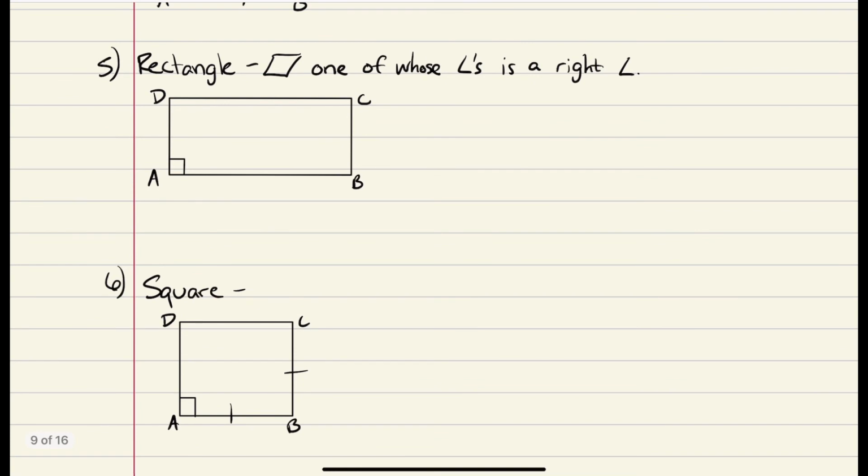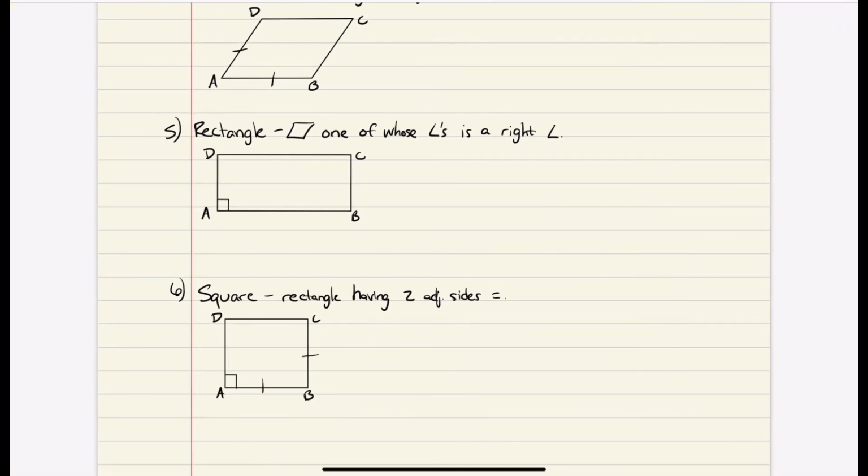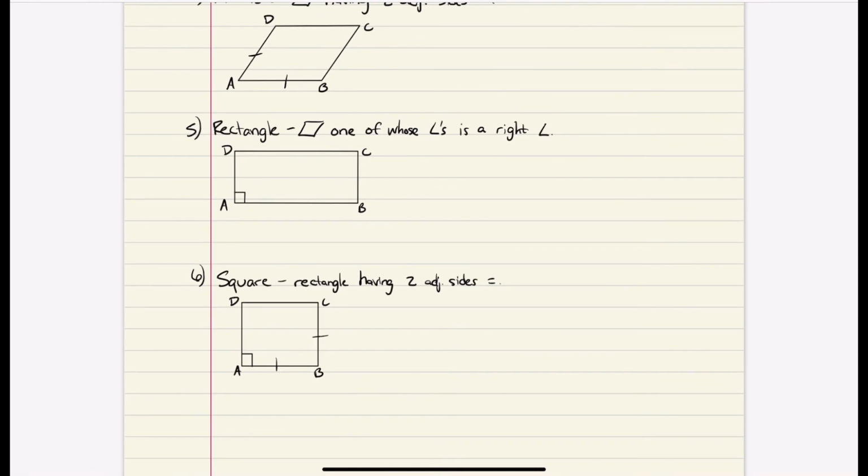And then lastly, square. A square is a rectangle, so we know that it has one right angle, having 2 adjacent sides equal. Kind of what we said for a rhombus. So it's pretty much a rectangle and a rhombus combined. So we have one right angle and 2 adjacent sides equal. And that's all we are going to state that a square is.